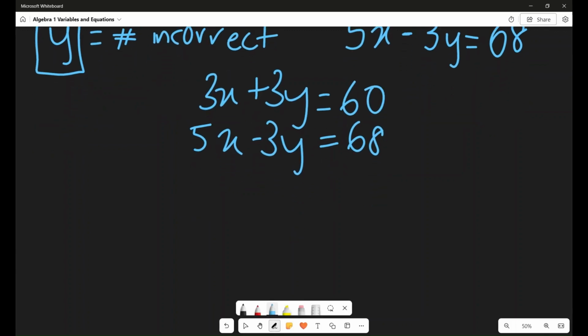Now here we can add up these equations. On the left we get 8x, and the y's will cancel. On the right we get 60 plus 68, and that's just 128.